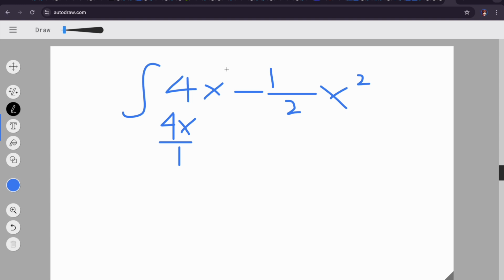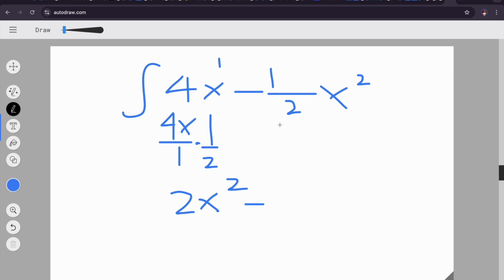So here's the thing. Instead of multiplying the exponent by this number and then subtracting 1 from the exponent, we're going to multiply by the reciprocal of the exponent that we want to go up to, which is plus 1. This is degree 1, so plus 1 is 2. So we take the reciprocal of that and multiply it by 4x. So 4 over 2, x squared: you add 1 to the degree.